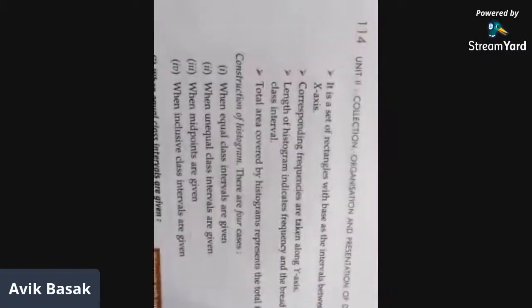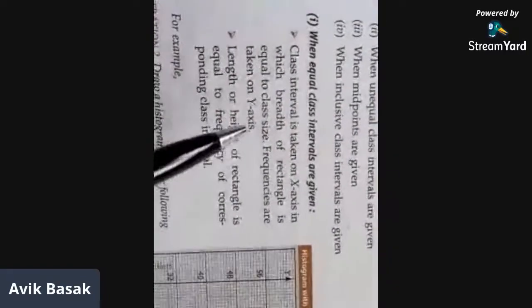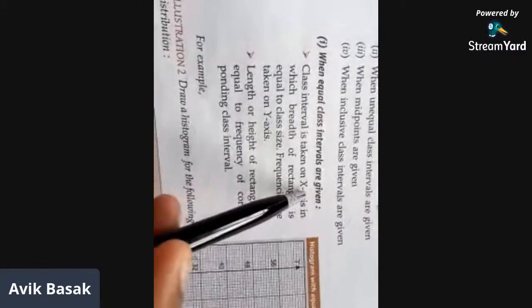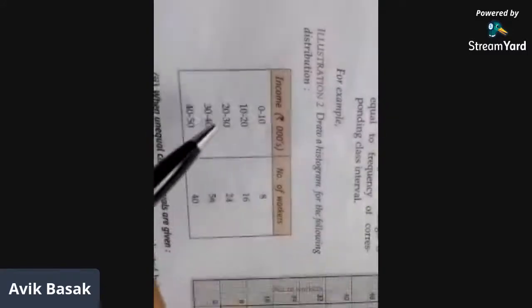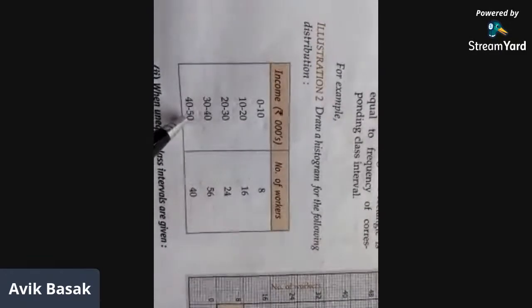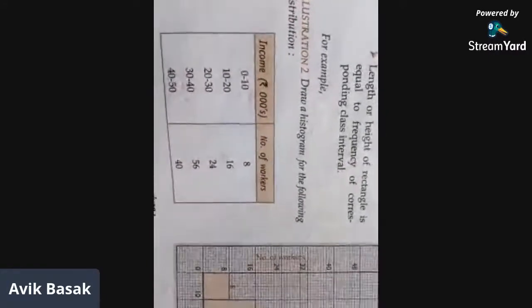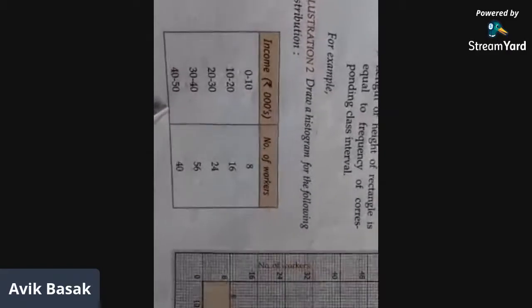Okay, no problem. Now we will come to the two types of histogram. What are the two types? First one, when equal class intervals are given. Equal class interval means when the difference is equal. How much is the difference? All these class intervals have a difference of 10. 0 to 10, difference is 10. 10 to 20, difference is 10. 20 to 30, difference is 10. 30 to 40, 40 to 50, 50 to 60, all differences are the same.